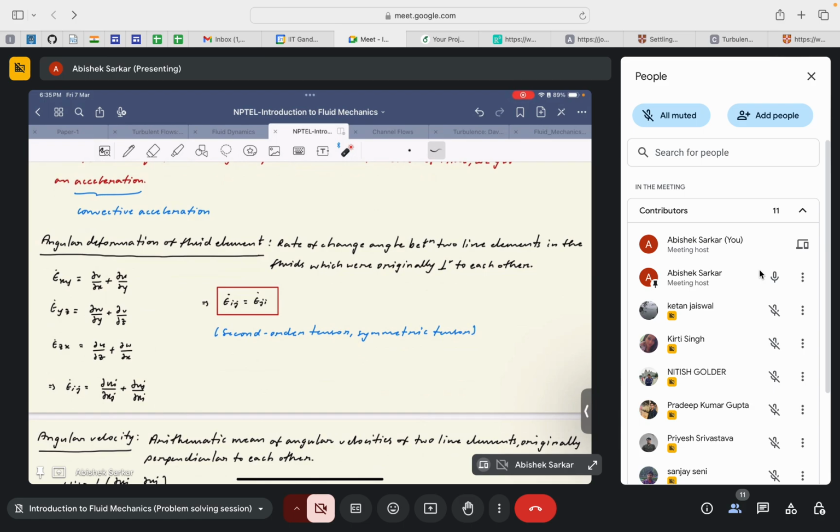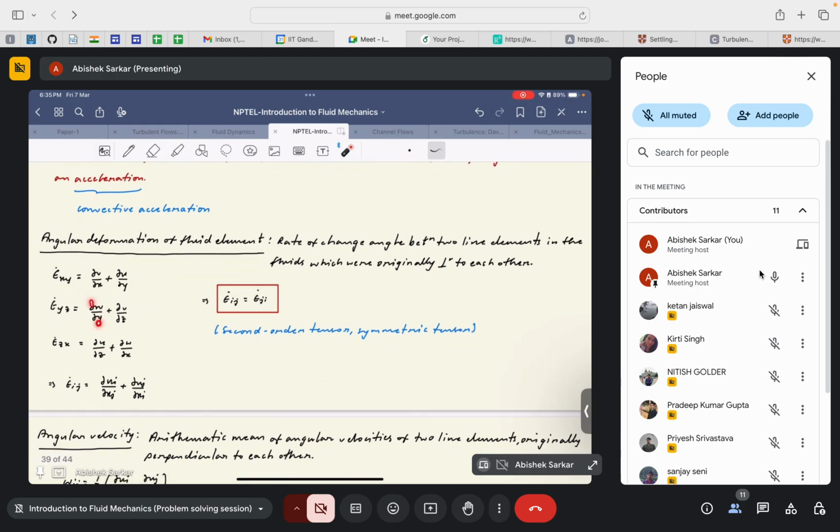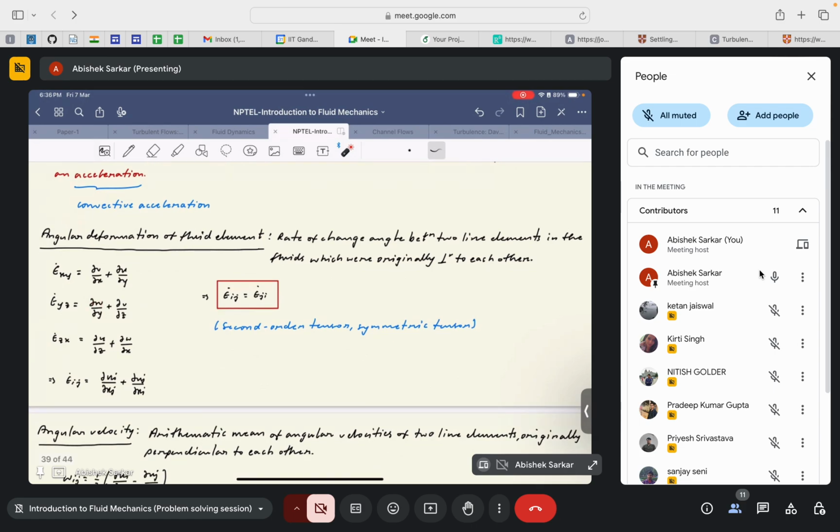Okay, so for x you need to replace by v, and for y you replace by u. So you are now done with epsilon dot xy. Similarly for epsilon dot yz, for the derivative with respect to y, you need to take the other velocity component, so it will be w, so it will be dou w by dou y. Similarly, it will be dou v by dou z.